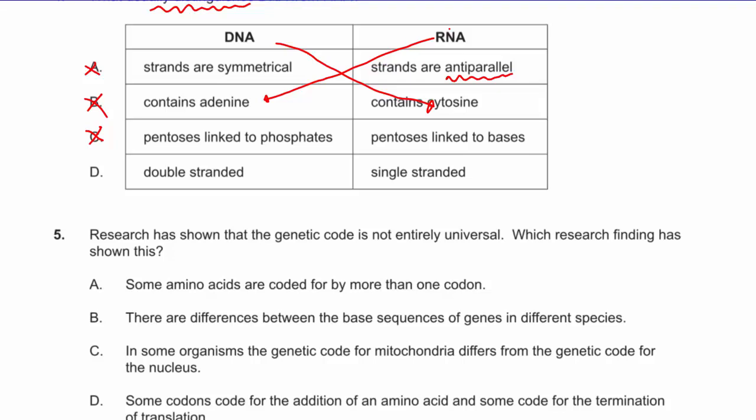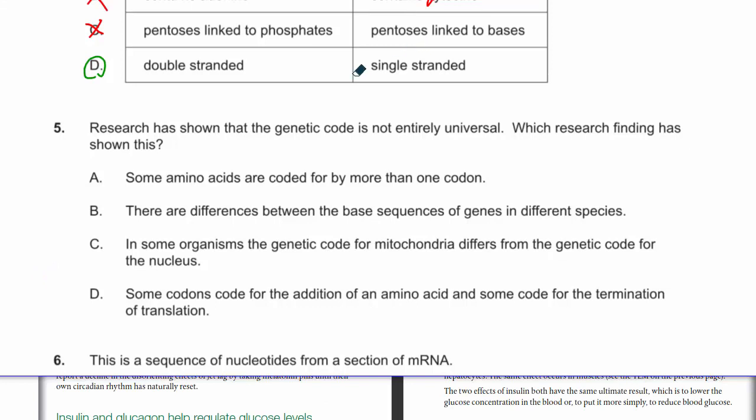D. DNA double-stranded, RNA single-stranded. Yes, this is of course the correct alternative. In question 5, it says, research has shown that the genetic code is not entirely universal. Which research finding has shown this? First we have to analyze, what does it mean that a genetic code is universal, and what is the genetic code? Okay, so the bases in DNA are organized in codons. So for example, let me show you here. I will paste an image.